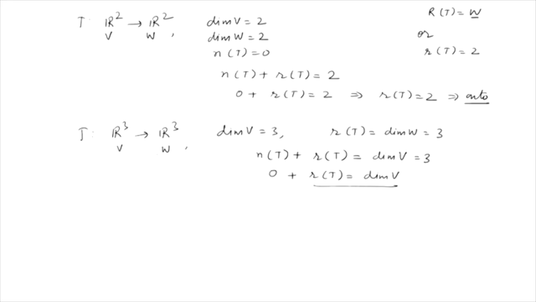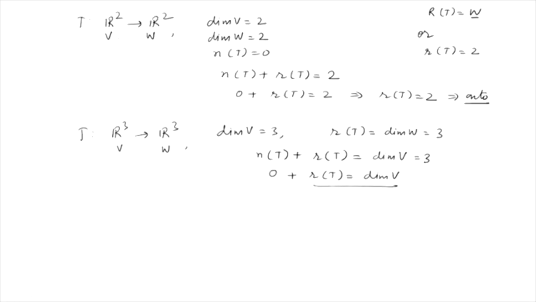So, in fact, if U and V are of the same dimensional vector space, here also in the second example V and W are the same dimensional vector space, and T is linear. If it is linear and 1 to 1, it implies onto. If T is linear and onto, it implies 1 to 1, if it is the same dimensional vector space.